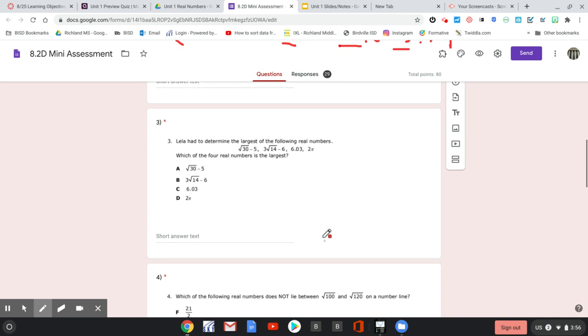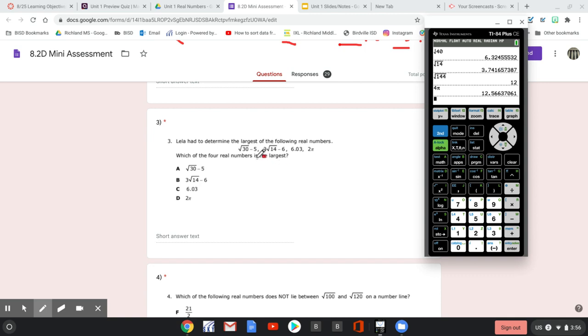Let's see what the next one says. Leela had to determine the largest of the following real numbers. Which of the 4 real numbers is the largest? Okay, well, we need to change all of this to decimals. And luckily, we have a calculator, so you're just going to put it in like this. We have the square root of 30. Remember what I said about this line going across? We need to hit tab so that line goes away. And then we're going to put minus 5. We're going to hit enter, and we see that's 0.477.